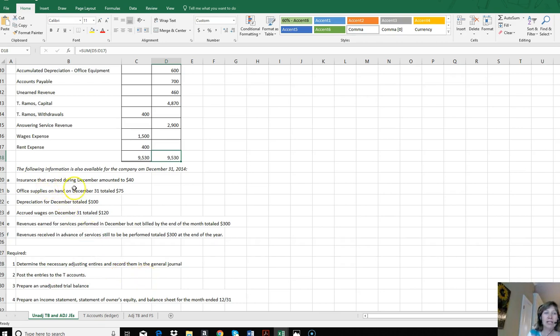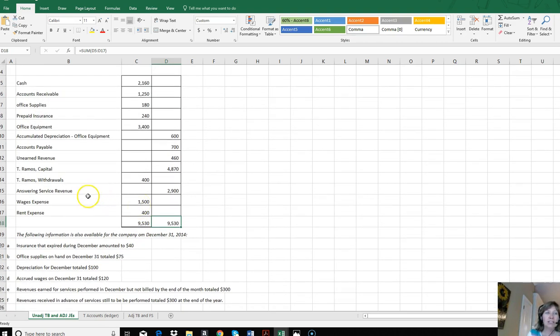All right, insurance that expired during December amounted to $40. So let's just look up here and see. We had prepaid insurance of $240, and now they are telling me that some of it has expired. $40 has expired. Our journal entry is always for the amount that has expired. So let's go make that journal entry.